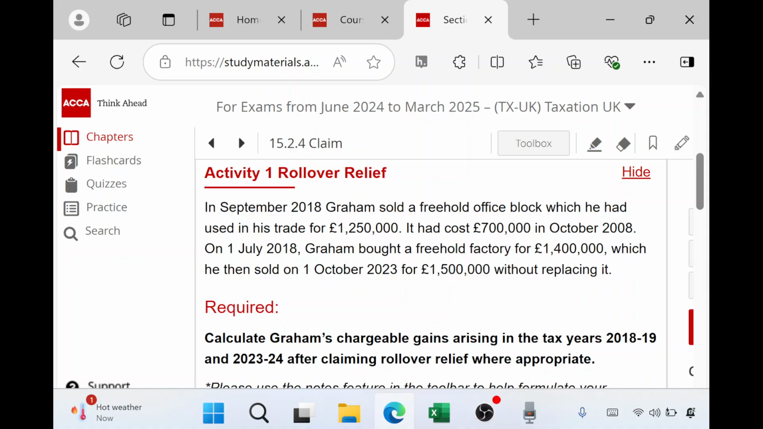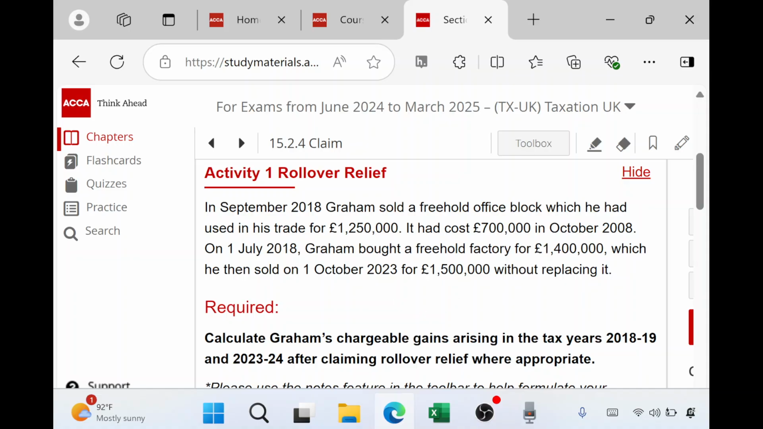Now, in July 2018, a few months before he sold the freehold office block, he bought a freehold factory for 1.4 million, which he then sold in October 23 for 1.5 million without replacing it. From this, I'm thinking the conditions are okay, because isn't it for rollover relief 12 months before, 36 months after? There's a 4-year window. Students sometimes find that confusing. How can you get relief on something that you didn't own when you sold the first asset? Well, you can. 12 months before, 36 months after.